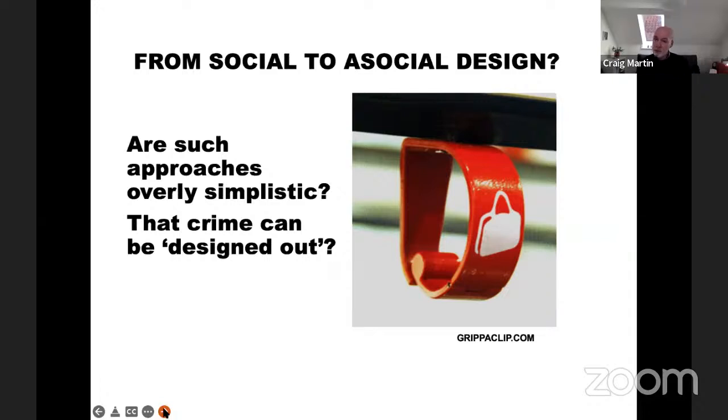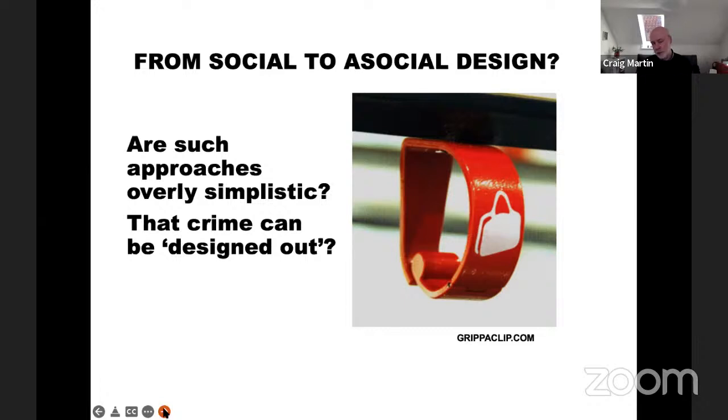So there is something I think very interesting and positive about this in terms of trying to deal with social issues such as this. But for me, one of the problems with this is, are such approaches overly simplistic? I.e. they're setting out to solve a problem, that is bags being stolen, but at the same time, shouldn't we as designers and design thinkers and practitioners be thinking about the bigger issues? So for example, why are people stealing bags?